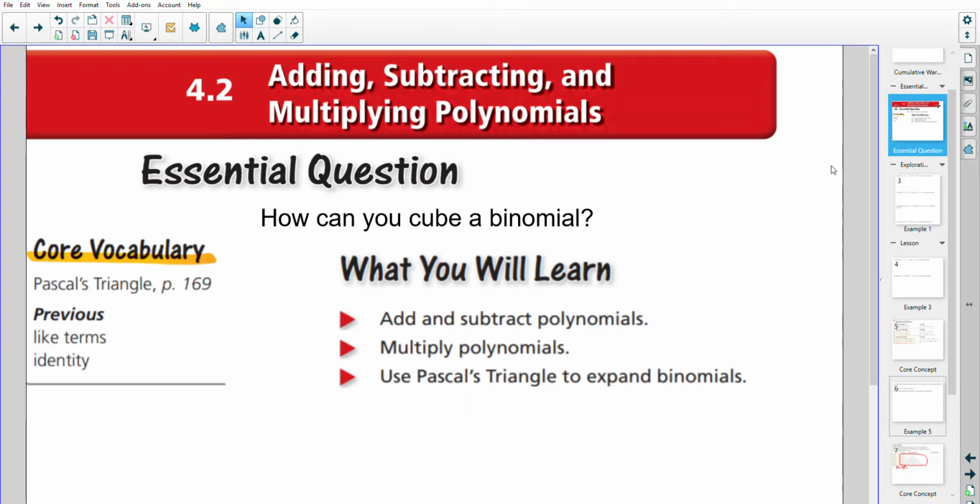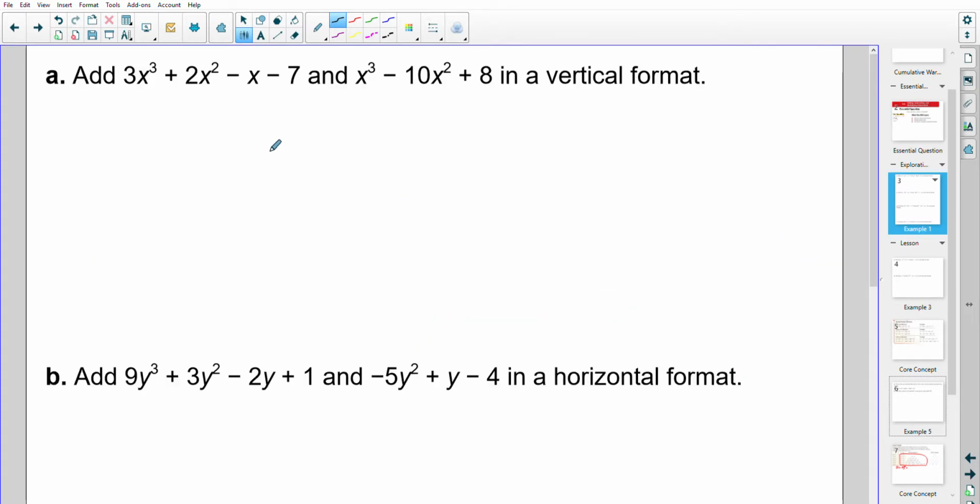2.2, adding, subtracting, and multiplying polynomials. So this is basically lining up terms and combining them. To start with, if you have problems like this in a vertical format, you would put the second polynomial underneath it. This would be a vertical format.